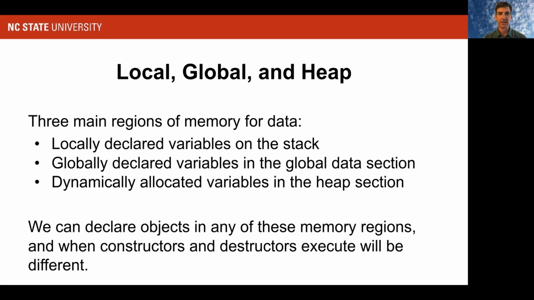Okay, so there are three main regions of memory, just to jog your memory, right? There is the stack, where we have locally declared variables. There's the global data section, where we place our global variables, global data. And then there's the heap, where we have anything that's dynamically allocated using new or malloc. And we can declare objects in any of these memory regions. And so when we do, a constructor will run to initialize them. And then when those objects are deallocated, the destructor runs to clean up after the fact.